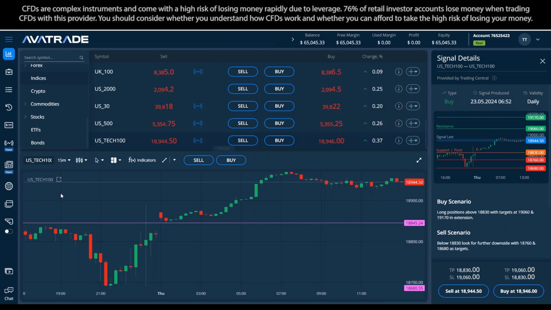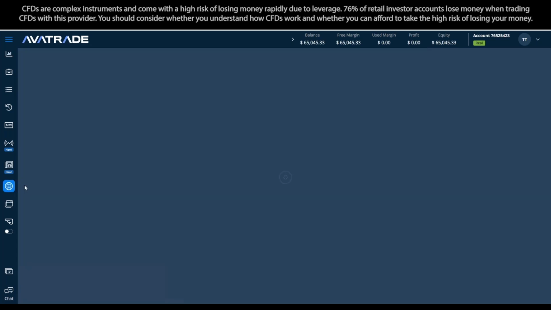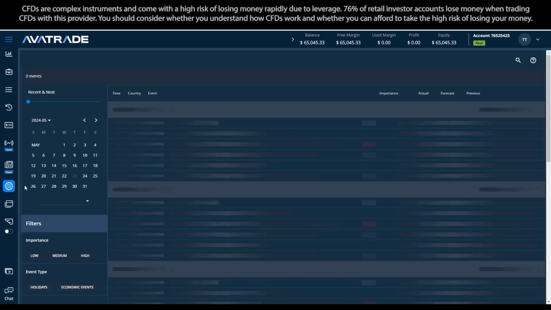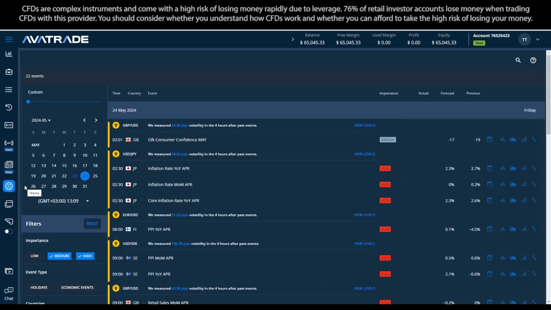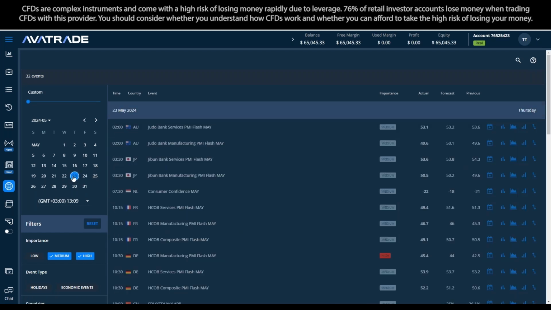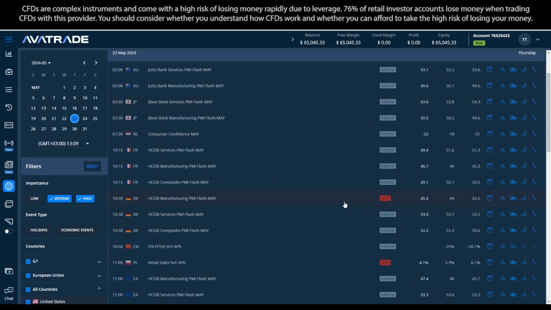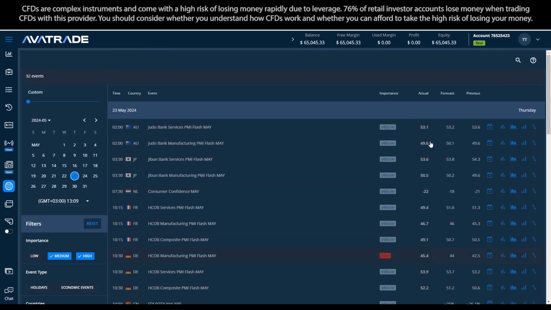Now, where else can we look for fundamental news other than the market buzz? We can go to the economic calendar. And on the economic calendar, we pick the date that we want. Now, today being the 23rd, we'll go there. And these announcements already occurred. We see that the actual numbers already came in.